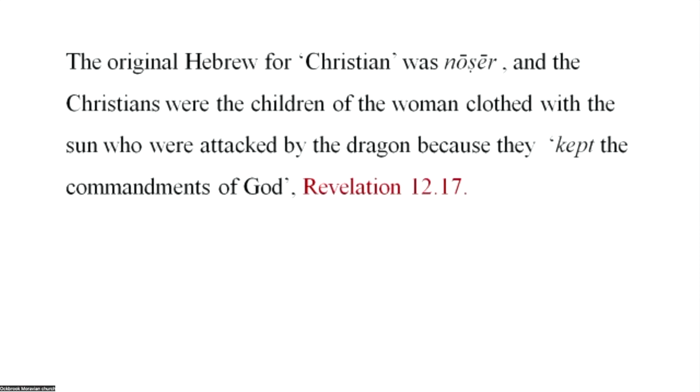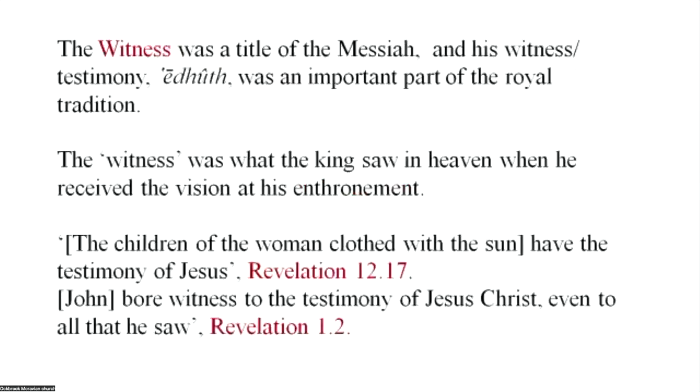Now, the original Hebrew word for Christian is notzer. The Christians were the children of the woman clothed with the sun who was attacked by the dragon, the ancient serpent, and we know where he is. He's lurking at the bottom of the tablet. And the reason they were attacked is that they preserved the commandments of God. And what were they doing? They weren't just keeping the 10 commandments and being good. They were doing something else. And the question is what?